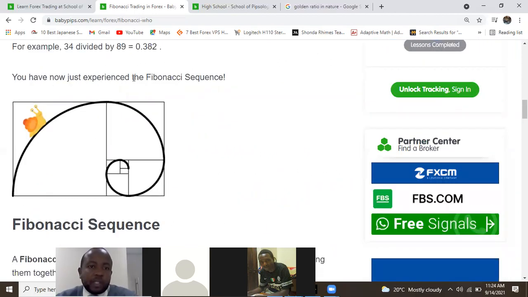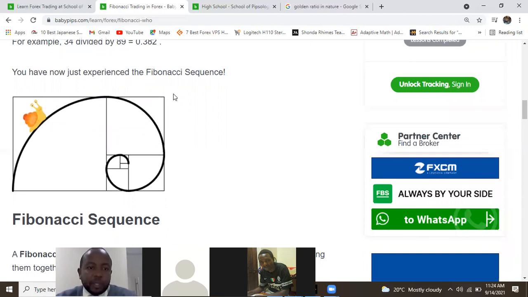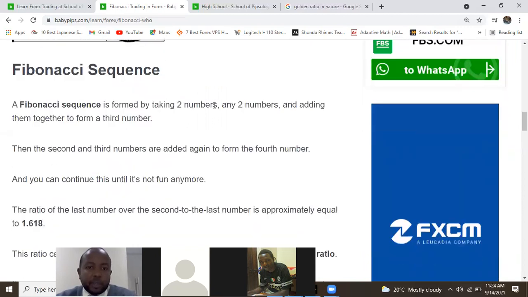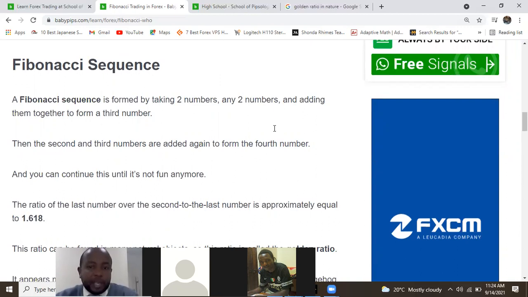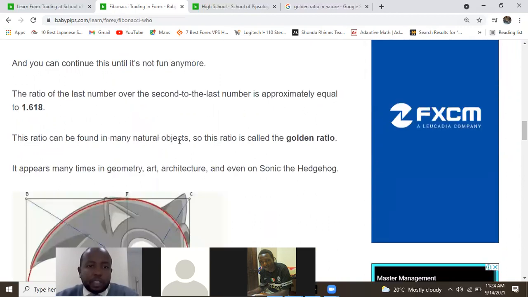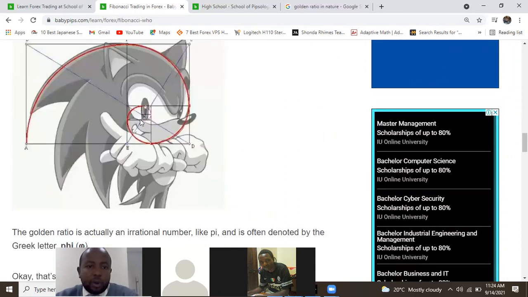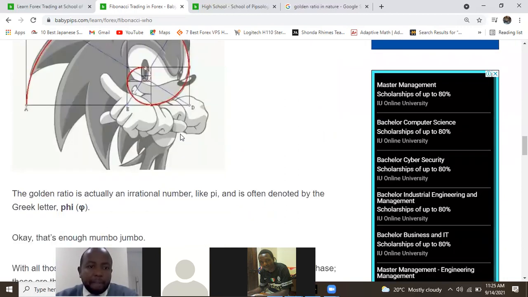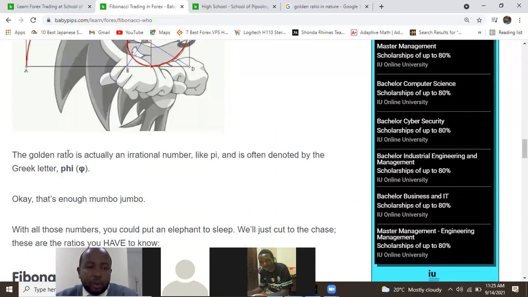So what have you done? You have just experienced a Fibonacci sequence. It is formed by taking two numbers and adding them together to form the next number. Then the second and third numbers are added again to form the fourth number. I think that is very clear. This ratio can be found in many natural objects. This ratio is called the golden ratio, and I'll be showing you how it looks. You always see a pattern that looks like a spiral. The golden ratio is actually an irrational number like pi, and is often denoted by the Greek letter phi, something that looks like this.